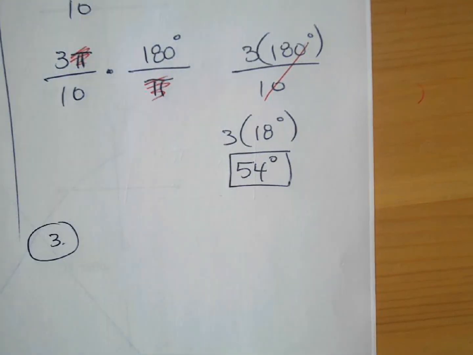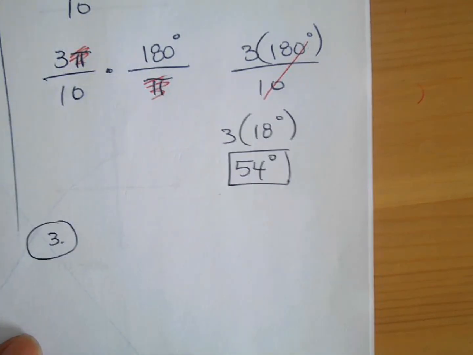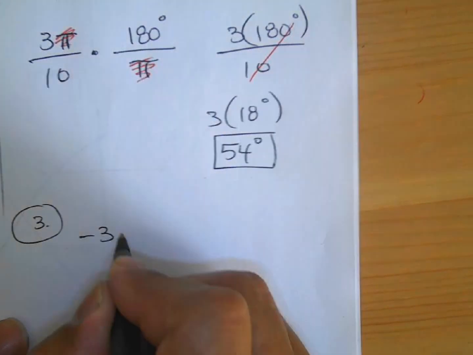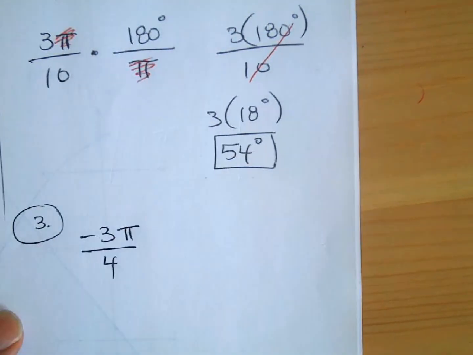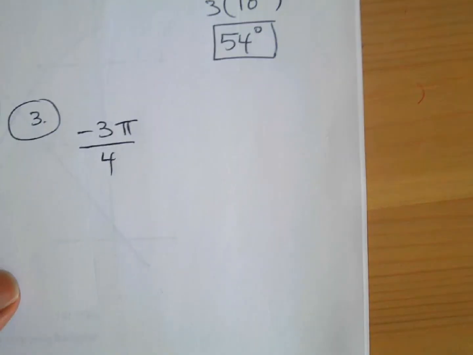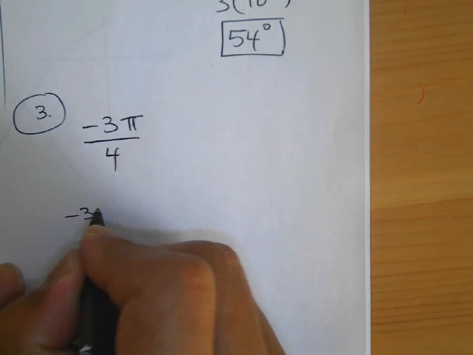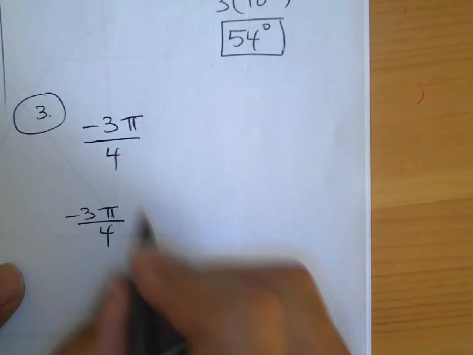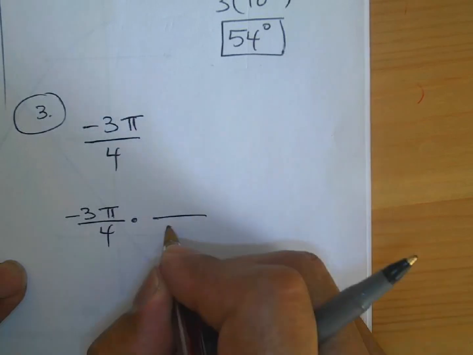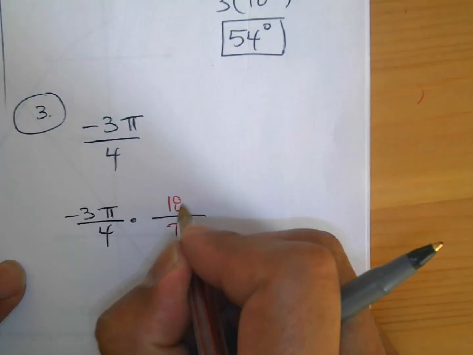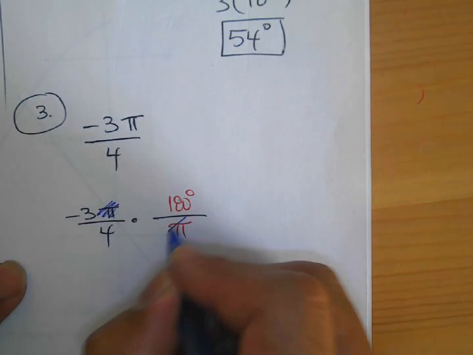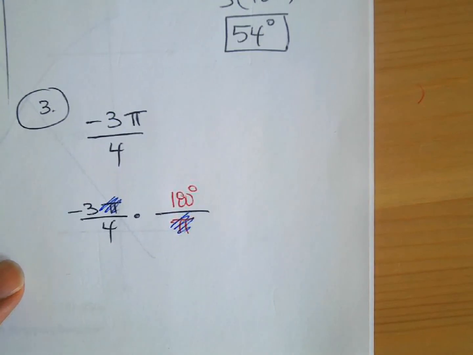Okay, number 3. Negative 3 pi over 4. How do I convert that to degrees? Well, the negative is just going to go along for the ride. The rest is the math, right? It's going to be negative 3 pi over 4 times our conversion relationship that we've been talking about. If pi is here, then this pi goes down there, and pi is equal to 180. Those divide out.